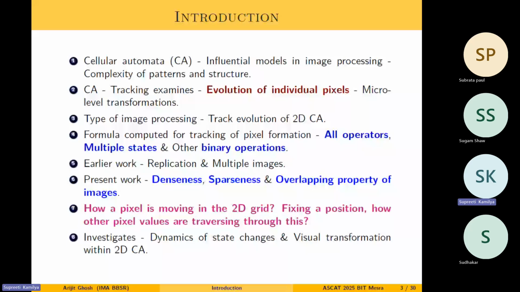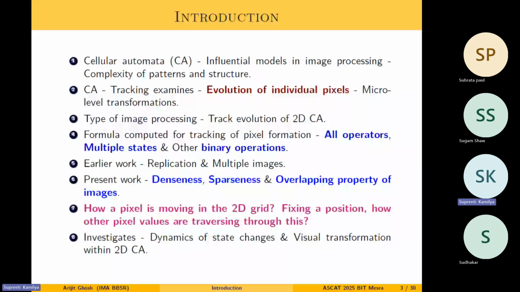The formula computed in our paper for tracking of pixel formation not only works for the XOR operator and states in Z2, but works for all operators, multiple states, and other binary operations. In previous papers, extensive work has been done in 2D CA, especially in replication and multiple image formation. However, in this present paper, we have focused on the denseness, sparseness, and overlapping property of images.